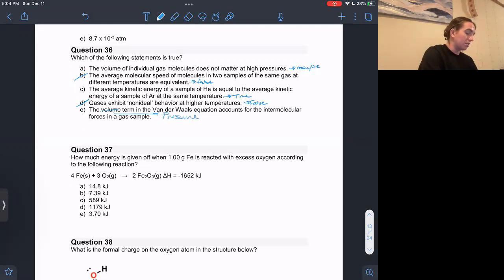So pressure is going to be the one that is related to it. Volume's determined by the number of moles, which is determined by it actually taking up space. So I think volume matters at high pressure. So I'm going to say that one's false because I feel more confident with C. So I'm going to go with C first.